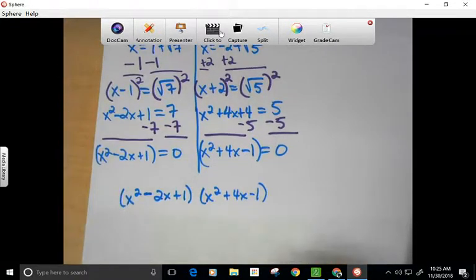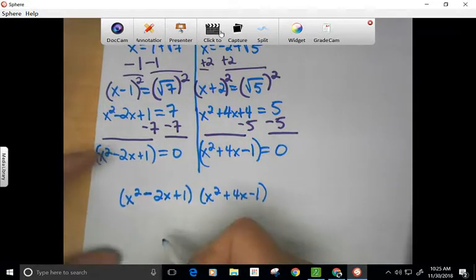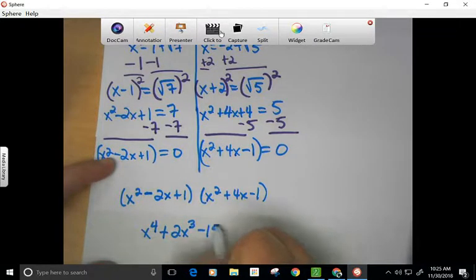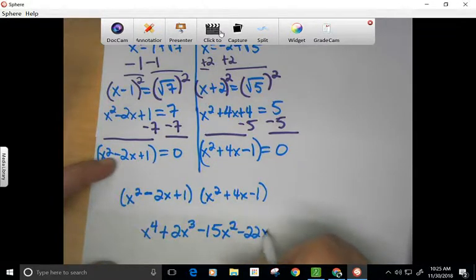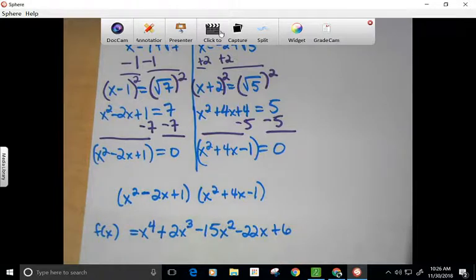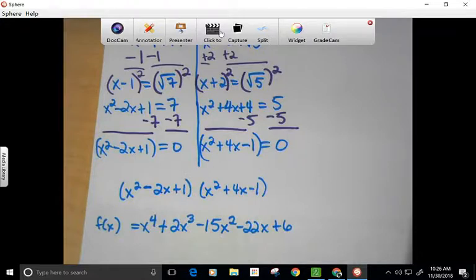When we get through that entire process of multiplying that, we will end up with the answer that is x to the 4th plus 2x cubed minus 15x squared minus 22x plus 6. And that will be the polynomial in the least degree after we've multiplied these two factors together.